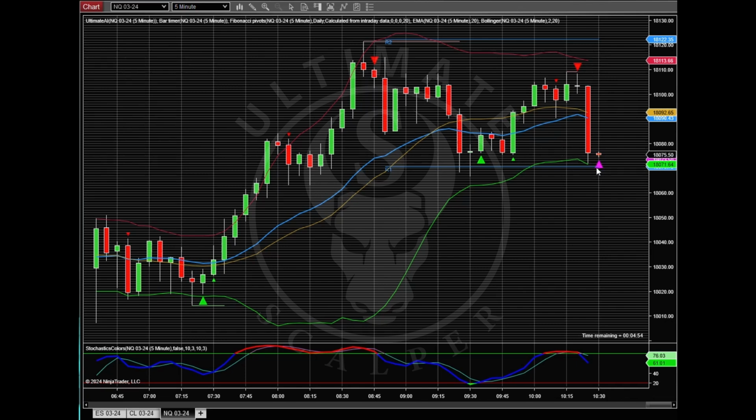The purple, you take it the exact same way as any other large arrow. Don't worry about the color. There's just a different set of parameters that set off this signal. And look how nicely those signals worked. I'm not saying that all signals work. They definitely do not all work. No system works 100% of the time.